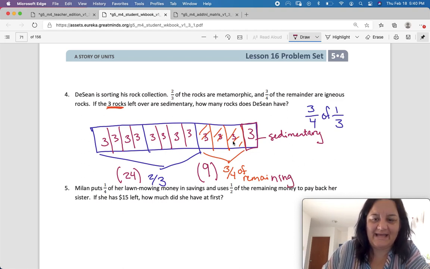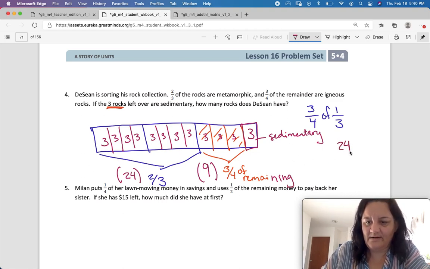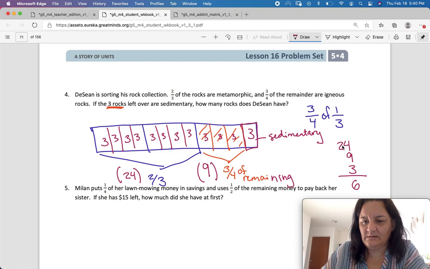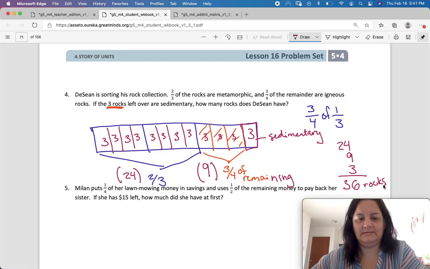So now I can say that 24 plus 9 plus 3 is 36 rocks. That's a substantial rock collection.